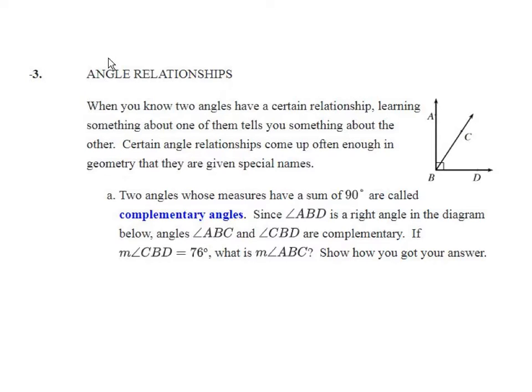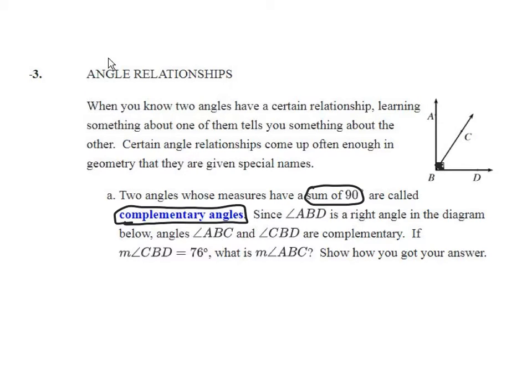When you know 2 angles have a certain relationship, learning something about one of them tells you something about the other. Certain angle relationships come up often in geometry and are given special names. 2 angles whose measures sum to 90 degrees are called complementary angles. Study it, learn it, memorize it, know it. Complementary has a sum of 90 degrees.